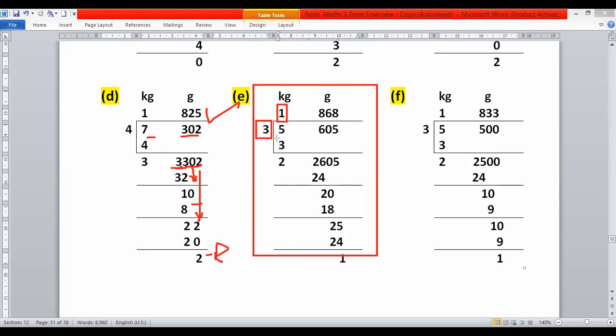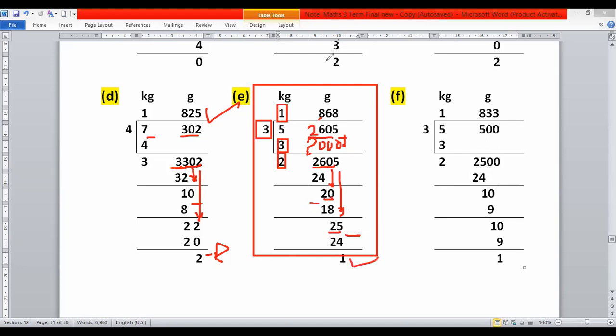3 times 1 is 3, 5 minus 3, 2. Put these 2 in front of 6, and shift these 4 digits the same, or you can write here 2000 and add first and then divide. 3 8s are 24, 6 minus 4, 2, shift 0, that is 20, 3 6s are 18, 20 minus 18, 2, shift 5, you get 25, 3 8s are 24, 25 minus 24 is equal to 1.